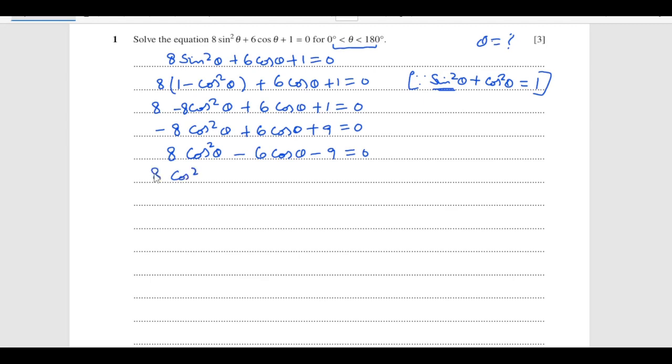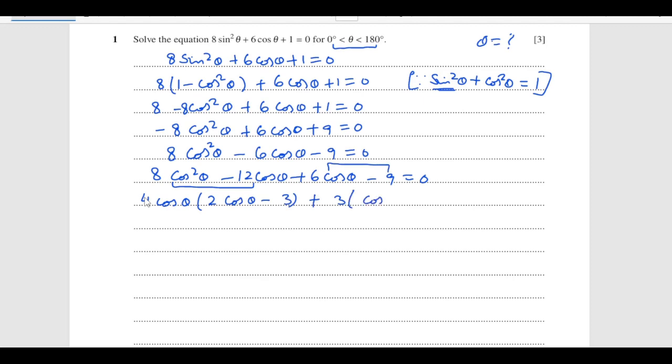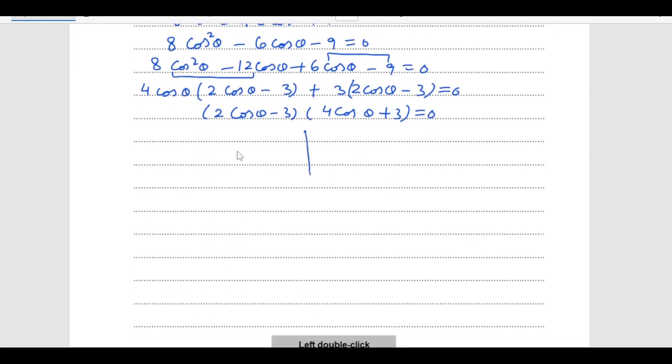8 cos squared theta, it will be minus 12 cos theta plus 6 cos theta minus 9 is equal to 0. So taking common from here, we have 4 cos theta common here. So we will have here 2 cos theta minus 3, and 3 common from these two, and we have 2 cos theta minus 3, right, equals to 0. So we have 2 cos theta minus 3, in bracket we have 4 cos theta plus 3, right. So we have two factors here, so we have two options from here.